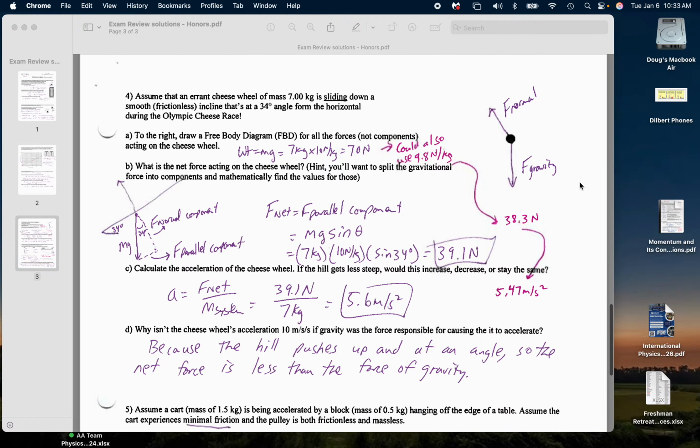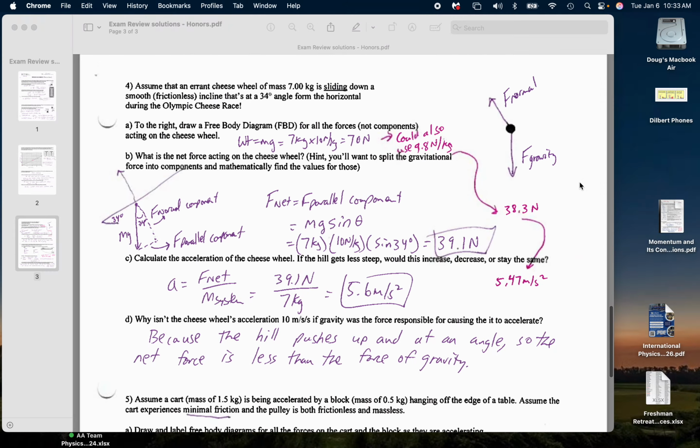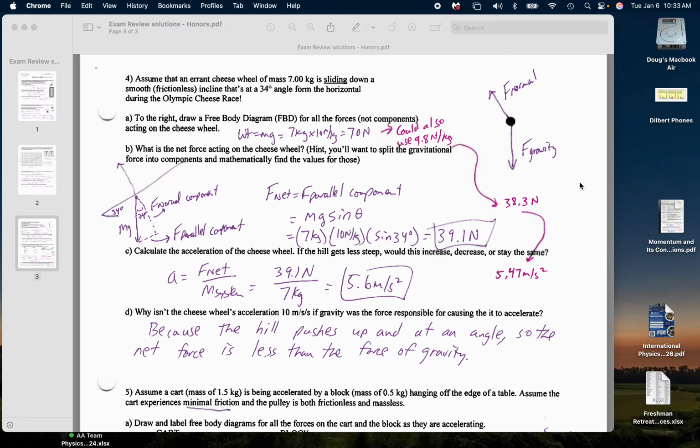This last one here, we've got cheese down a hill and then a Newton's second law problem. So it says assume that an errant cheese wheel, mass 7 kilograms, is sliding down a smooth frictionless incline, 34-degree angle from the horizontal. So draw the free body diagram. So I've got, and not components, I've got gravity here, and I've got the force of the hill or the normal force like that. I didn't show you the hill, so you could have drawn it up to the right. Doesn't really matter.